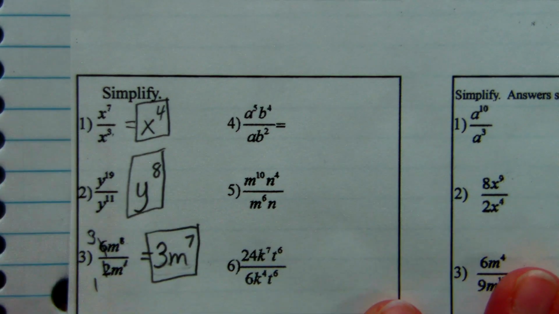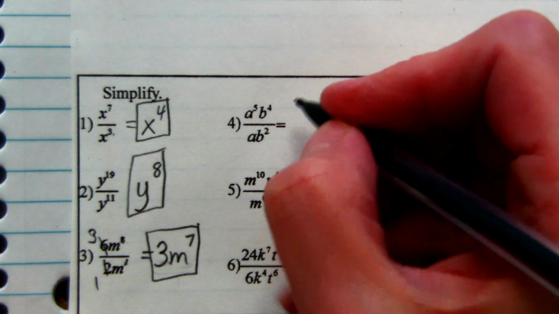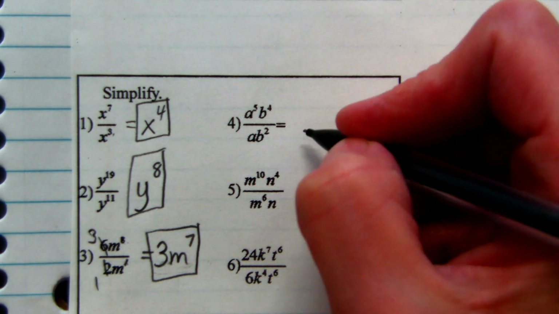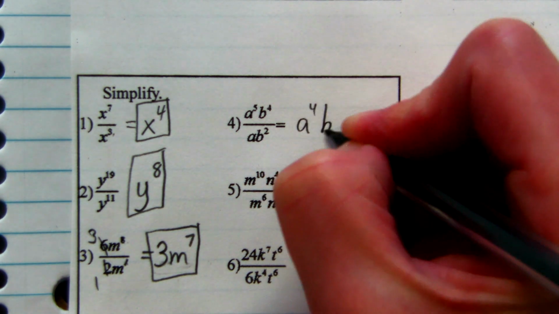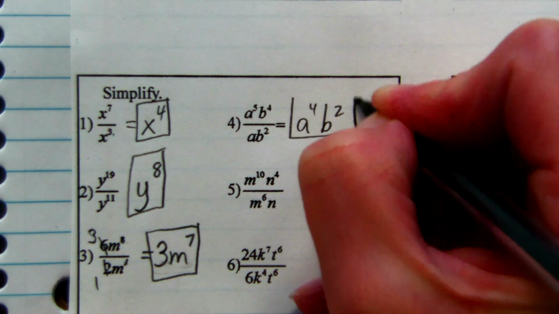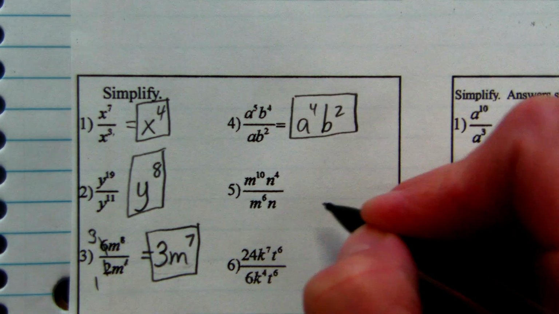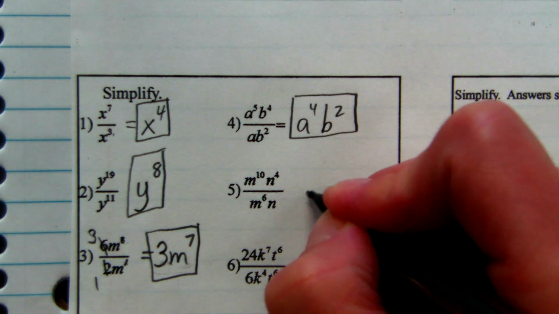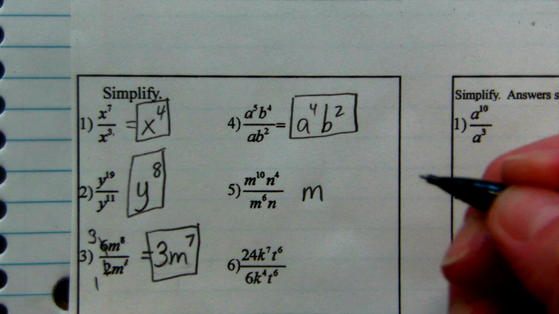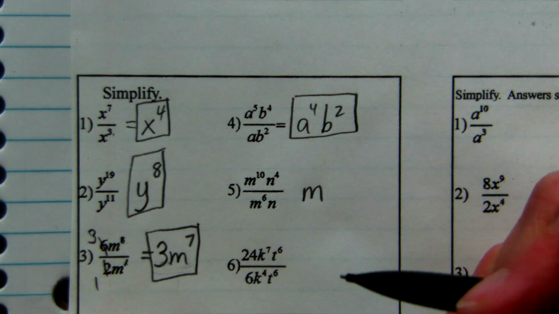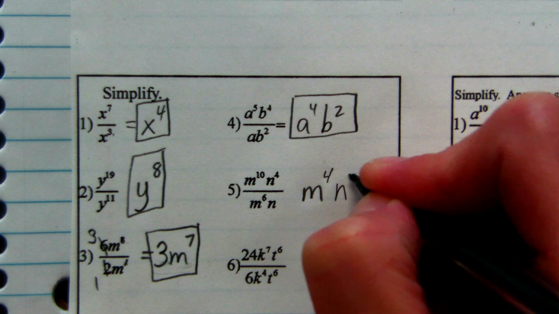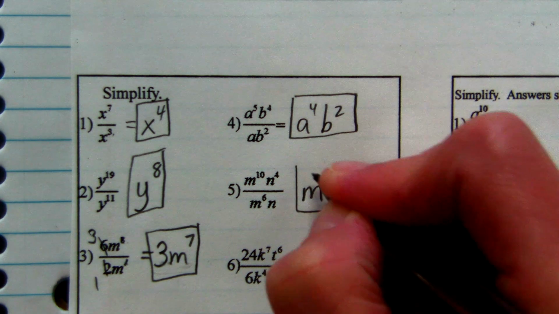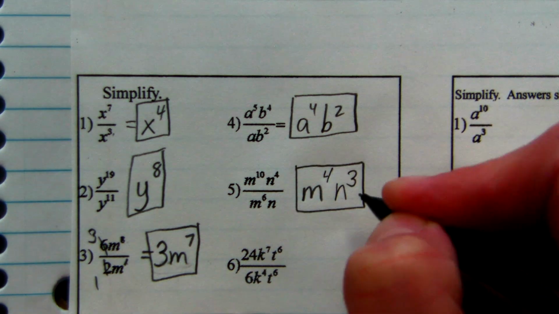Okay, let's go over and look at number 4. So anybody want to take a stab at number 4? Go for it. A to the 4th, B to the 2nd. Very good. Somebody else? What about number 5? Hang on, if you need a second to write, I can pause. M to the 4th, n to the 3rd. It's actually m to the 4th.